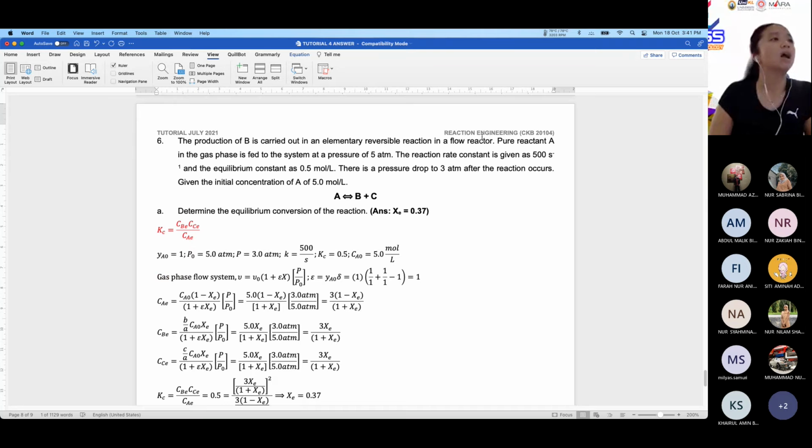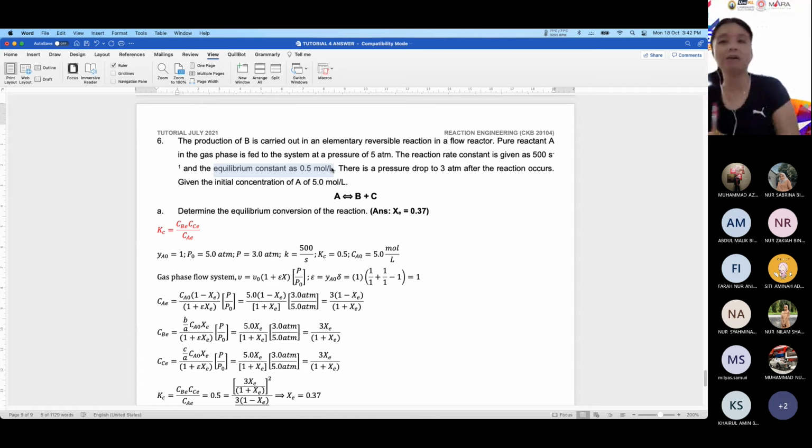So next one. Pure reactant A in the gas phase is fed to the system at a pressure of 5 atm. Okay, so apa information dia beri dalam this sentence? First, pure A meaning YA0 is 1. Okay, second, gas phase. So kamu kena faham ini adalah gas phase reaction. Next, dia kata pressure 5 atm. Feed to the system, pressure awal dia 5 atm. Means P0 is 5 atm. Reaction rate constant 500 per second, K is 500 per second, equilibrium constant 0.5, so KC is 0.5.